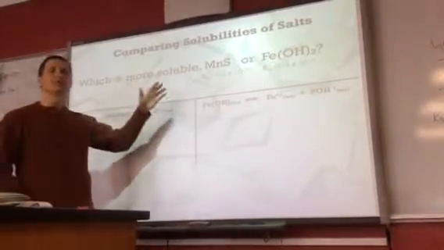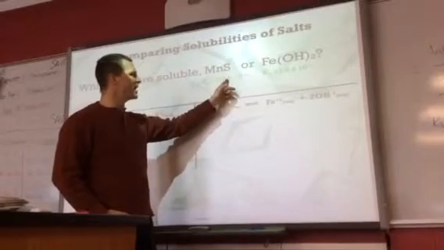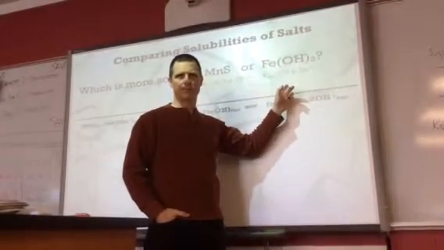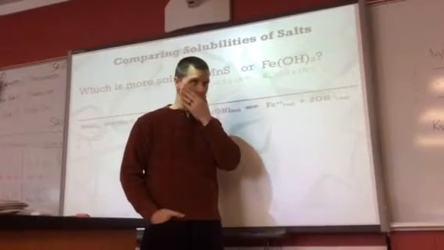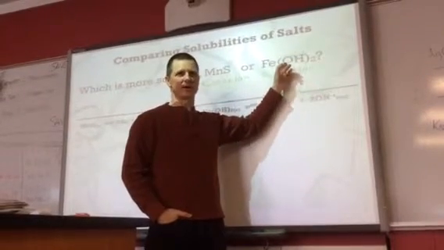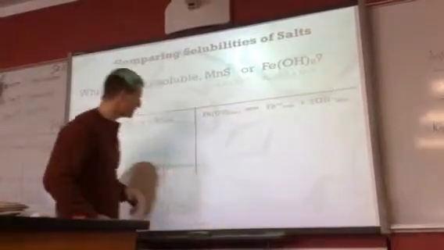Same question, which is more soluble, but now compare MnS, manganese sulfide, with that KSP value, to iron 2 hydroxide with that KSP value. What's going to be the difference with this problem compared to the last one? Fe(OH)2, yeah, this thing is going to give off 3 particles when it dissolves. That only gives off 2. That's going to make a difference. Let's take a look at this.